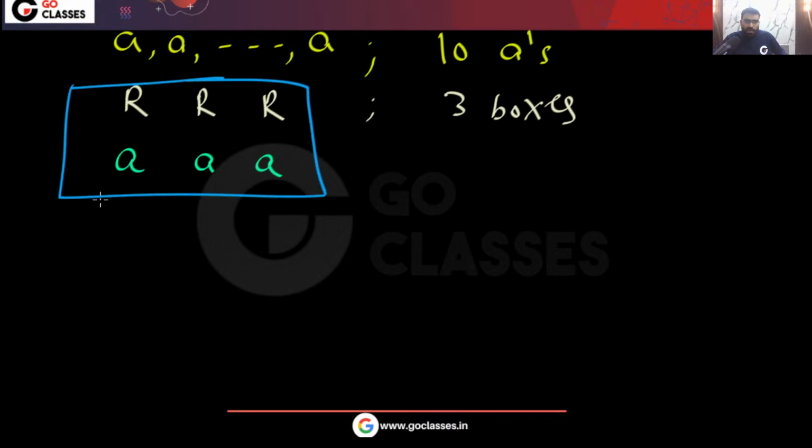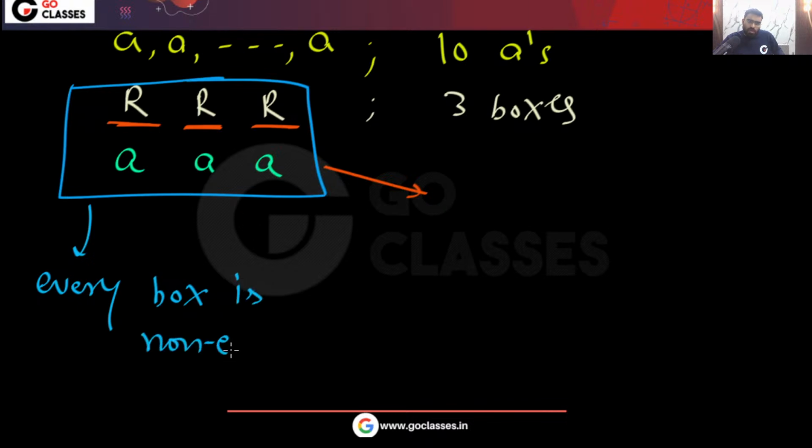So this is what I will do initially. In the beginning, I will do this: to every box I can give 1A. To every box I am giving 1A. Is this clear? Because I want to keep them non-empty. Every box must be non-empty. Now every box is non-empty, because to every box I am giving 1A. So this is what you can do in the beginning.